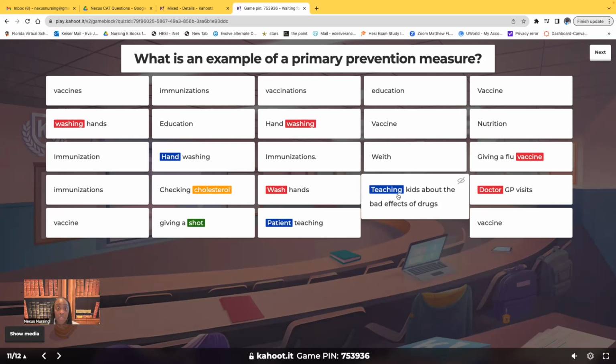Tertiary prevention measure, the patient got it, unfortunately. We just want to prevent it from getting worse. So something tertiary would be something like physical therapy, occupational therapy, some type of therapy, something to keep it from getting worse. Okay, so when we're talking about primary, again, the patient doesn't have it. We want to prevent them from getting it. It would be something like hand washing, education, immunizations. Very good.